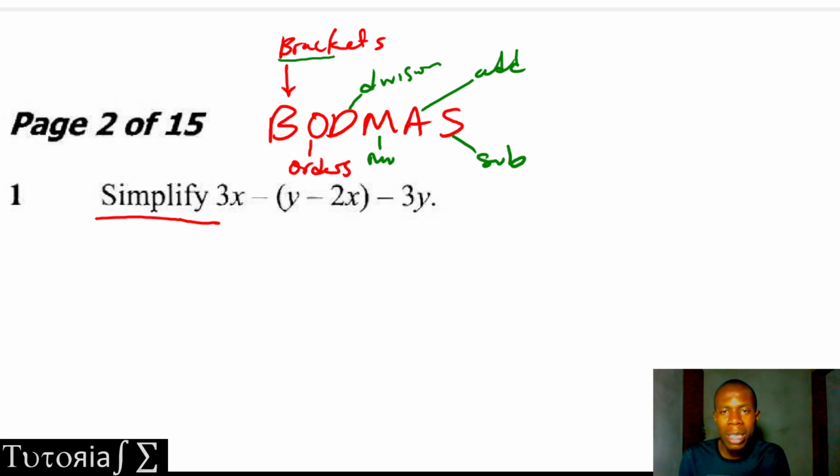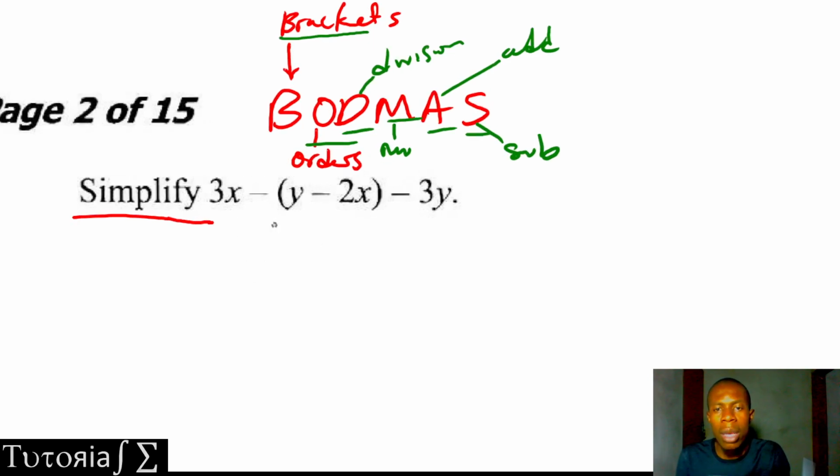So you work out what is in the brackets first, then you order the terms. This is where you're ordering the like terms and the unlike terms. You then divide, then multiply, add, then subtract. Okay, so for this one, we should work out what is in the brackets first. So as you can see, we have y minus 2x. So these are unlike terms, so they cannot be simplified.